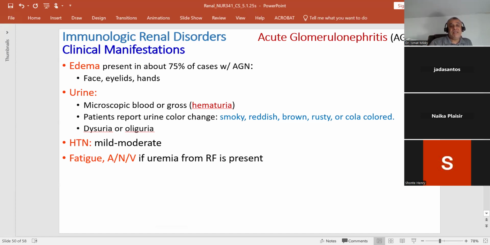Other manifestations include changes in the color or the smell of the urine, high blood pressure, fatigue and GI symptoms. Especially with the GI symptoms, anorexia, nausea, and vomiting, that would most likely be presented when uremia has developed. When there is extremely high BUN and high creatinine, that's when patients develop uremia from the renal failure, and that's when they tend to develop anorexia, nausea, and vomiting.